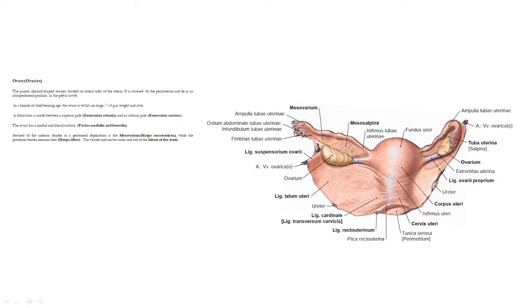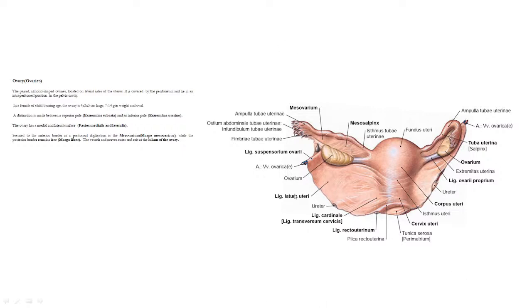The ovary has a medial and lateral surface, facies medialis and facies lateralis. It is secured to the anterior border by a peritoneal duplication, the mesovarium, margo mesovaricus, while the posterior border remains free, margo libera. The vessels and nerves enter and exit at the hilum of the ovary.